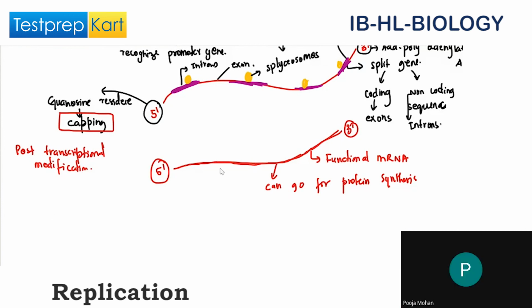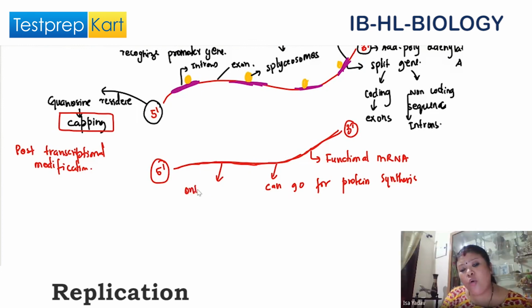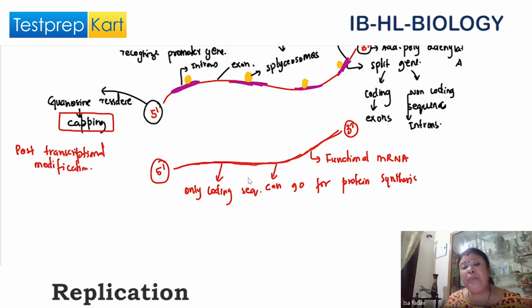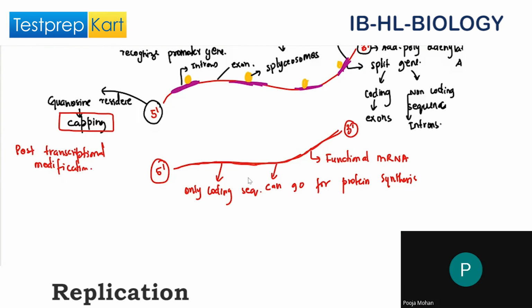Now here, this is mRNA. Here there are only coding sequences. Our eukaryotic gene is a split gene containing coding and non-coding sequences. So we have to remove the non-coding and keep the coding. Till here, is it clear, Sana? Yeah.